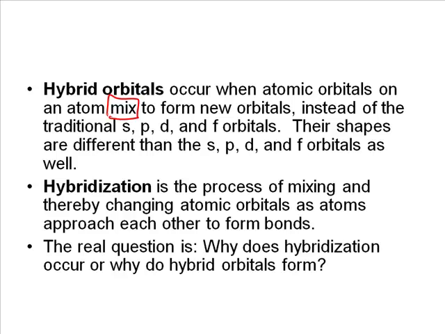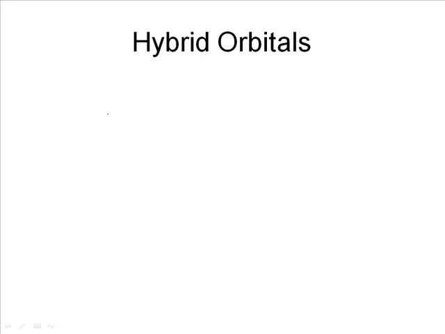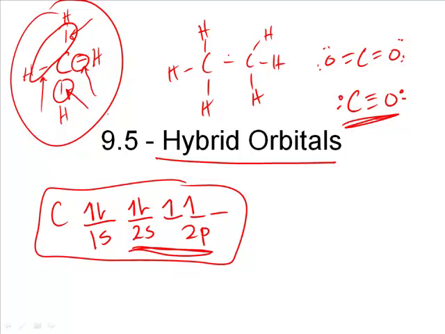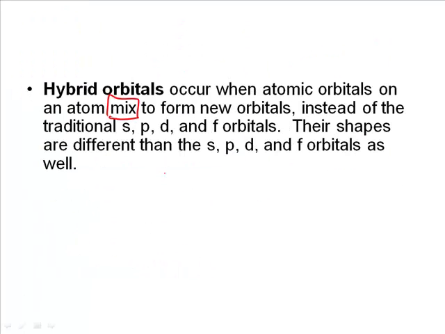But again, the real question is, why does hybridization occur, or why do hybrid orbitals form? It comes right back to this problem. If not, carbon can't form bonds. Carbon can form two bonds and that's it. But we know that that doesn't happen.